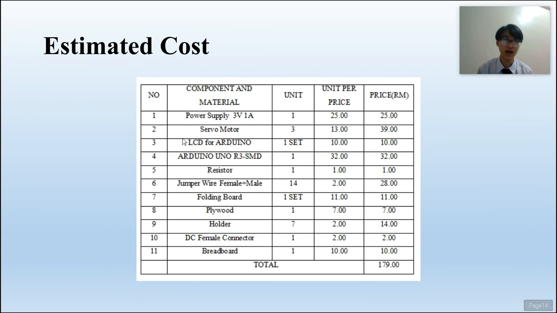This is the estimated cost. In the estimated cost, the first is power supply 25, then servo motor I buy 3, the total is 39, and then Arduino Uno, and then resistance. Then I buy one set and one, and then the switch, and then jumper, and then floating board. So I have listed out all the prices, and the total is 179.